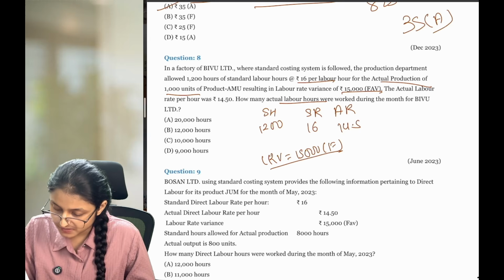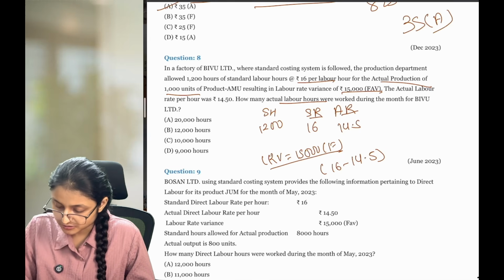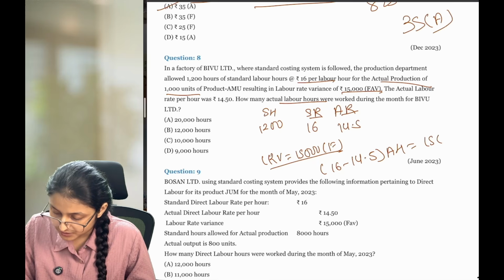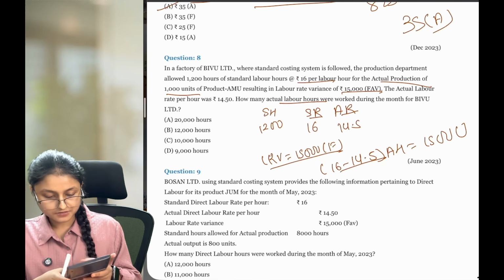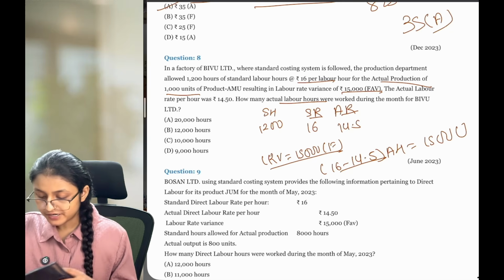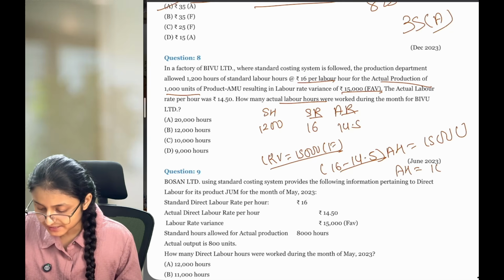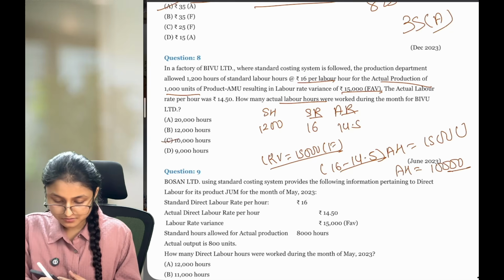With the help of rate variance, we can very easily calculate this. 16 minus 14.5, standard rate minus actual rate into actual hour is equal to 15,000. So 16 minus 14.5 is equal to 1.5. If I divide 15,000 with 1.5, I am getting 10,000 as the actual hours. Okay.